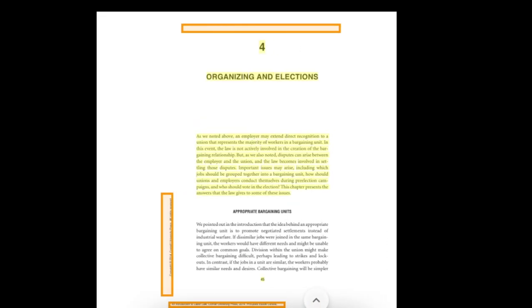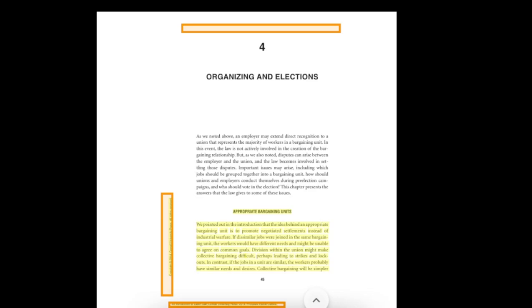45.4. Organizing and elections. As we noted above, an employer may extend direct recognition to a union that represents the majority of workers in a bargaining unit. In this event, the law is not actively involved in the creation of the bargaining relationship. But, as we also noted, disputes can arise between the employer and the union, and the law becomes involved in settling those disputes. Important issues may arise, including which jobs should be grouped together into a bargaining unit, how should unions and employers conduct themselves during pre-election campaigns, and who should vote in the election. This chapter presents the answers that the law gives to some of these issues.